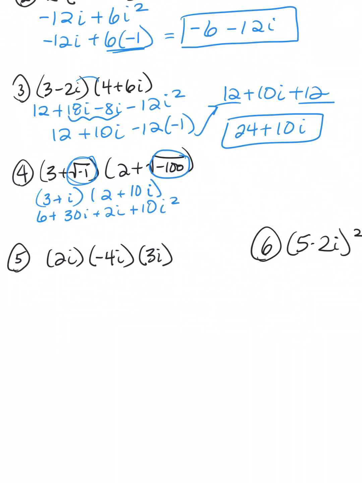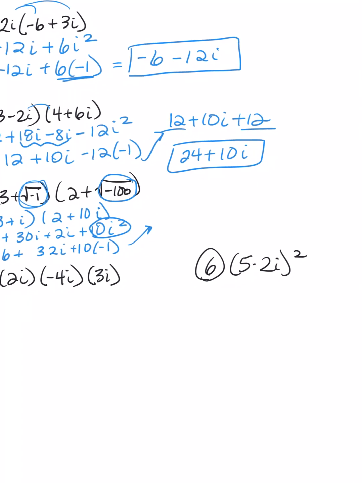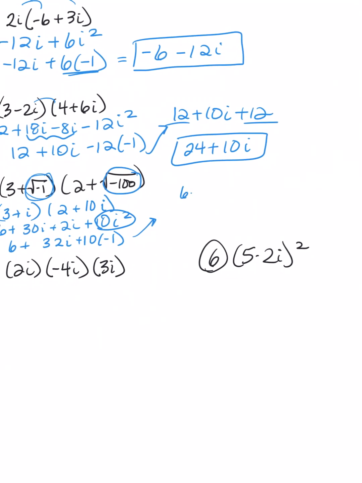All right, if we combine like terms in the middle, I'm going to have 32i. This is really 10 times -1, right? So let's clean that up. So I have 6 plus 32i minus 10, real parts in the front, so -4 plus 32i.